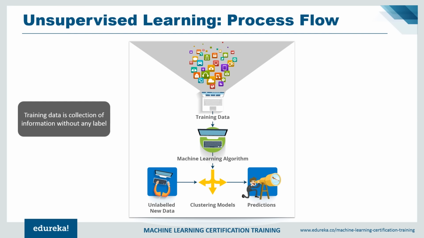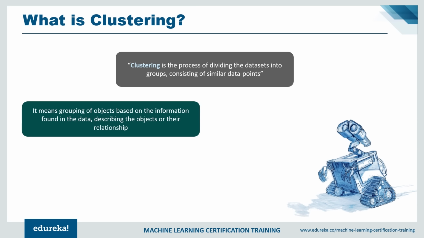So unsupervised learning is a type of machine learning algorithm used to draw inferences from datasets consisting of input data without labeled responses. So if you have a look at the workflow or the process flow of unsupervised learning, the training data is a collection of information without any label. We have the machine learning algorithm, and then we have the clustering models. So what it does is that it distributes the data into different clusters. And again, if you provide any unlabeled new data, it will make a prediction and find out to which cluster that particular data point belongs.